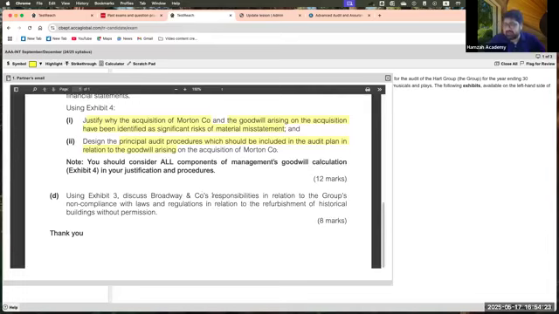Next, using Exhibit 3, discuss the auditor's responsibilities in relation to the group's non-compliance with laws and regulations in relation to the refurbishment of historical buildings without permission. We will talk about it. Non-compliance with laws and regulations.